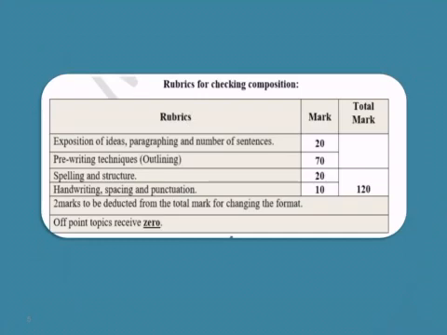The rubrics for checking the composition are as follows. For the exposition of ideas, paragraphing, and the number of sentences, you will get 70 marks. For the pre-writing technique, which is the outline, you will get 20 marks. For the spelling and structure, you get 20 marks. And for the handwriting, spacing, and the punctuation, you get 10 marks. So the total mark is, as I told you, 120.